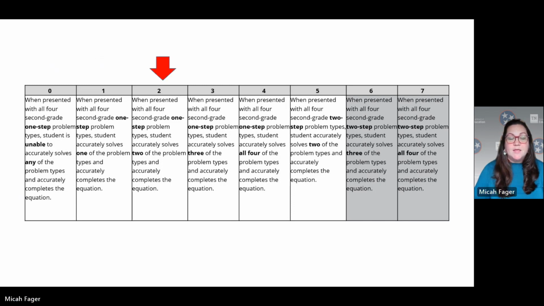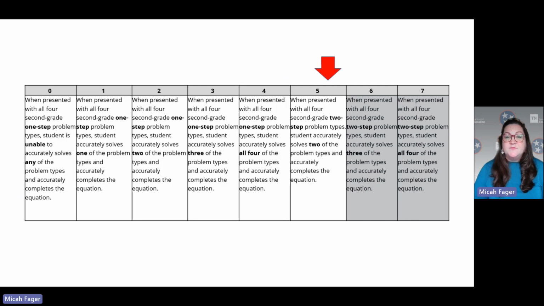If the student is able to accurately solve one of the one-step problem types, then the student work receives a level 1. If the student is able to accurately solve 2 of the one-step problem types, then the student work receives a level 2. If the student is able to accurately solve 3 of the one-step problem types, then the student work receives a level 3. And if the student is able to accurately solve all 4 of the one-step problem types, then the student work receives a level 4. If the student is successful at solving all 4 one-step problem types, then the teacher will assess levels 5 through 7.